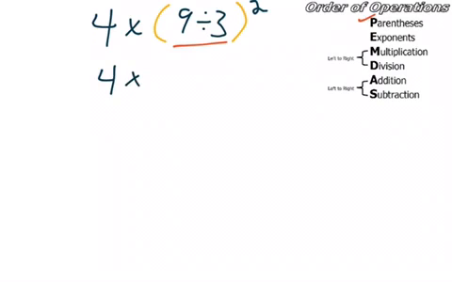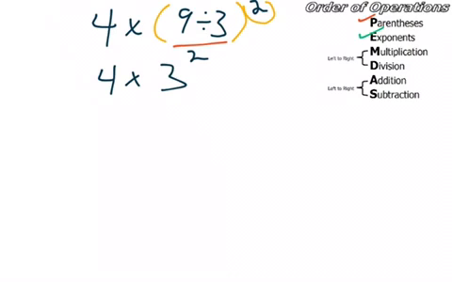I have 4 times. I haven't done anything with that. 9 divided by 3 is 3. So when I divide, the parentheses go away, and I should just get 3, because 9 divided by 3 is 3. And I can't forget, I do still have that exponent right there, so it's squared. That's my parentheses. I've done that. Next up is the exponent. If I have an exponent, I'm going to go ahead and take care of that.